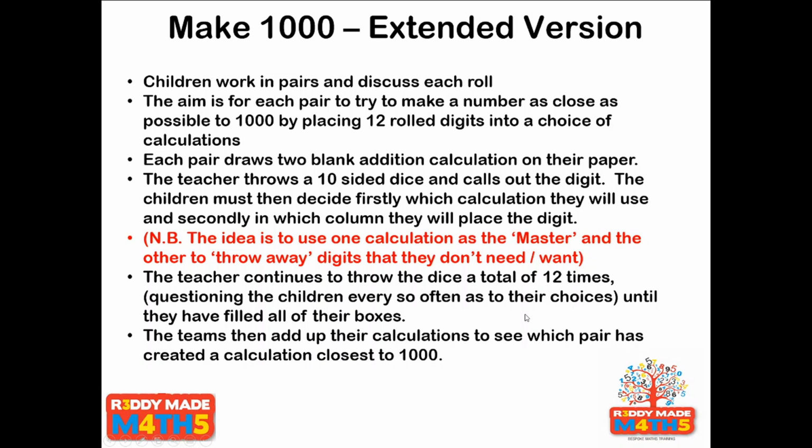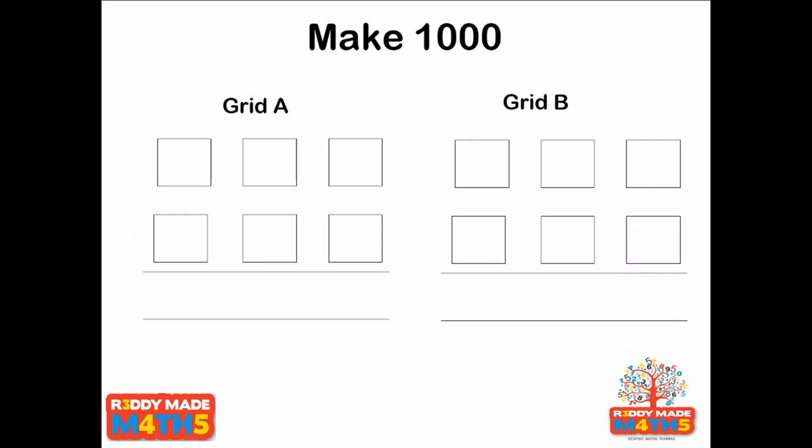The Make 1000 extended version is where children work together. Again, I'm not going to read the entire thing out. They work together now, as they did on the previous one, but they're working on 2 grids. So they get grid A and grid B. This allows them a throwaway grid if they need it. So if there's any digits that they don't like, they can throw them away onto grid B. A lot of children try to build up both grids together and then see which numbers appear, and at the end, see which of the grids is closest to 1,000. But again, it's a nice collaboration game.